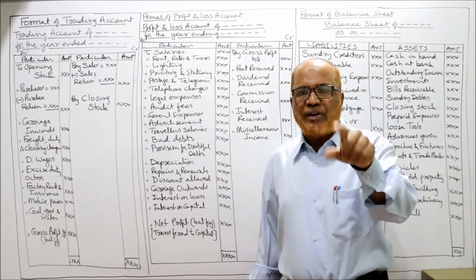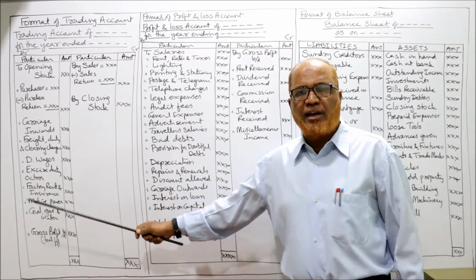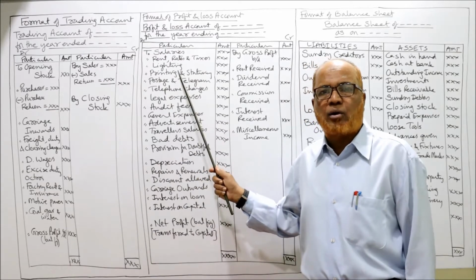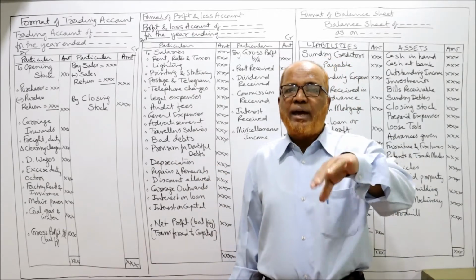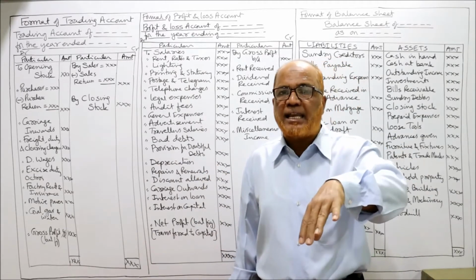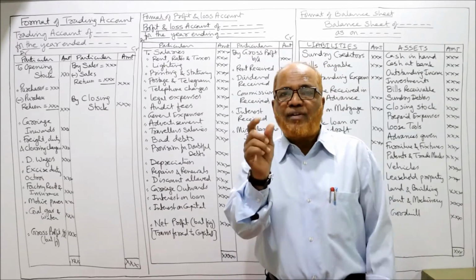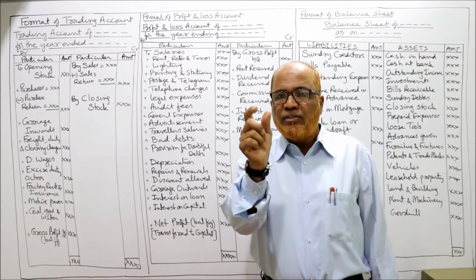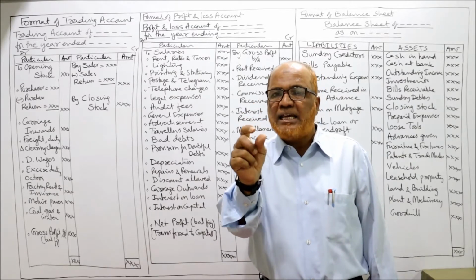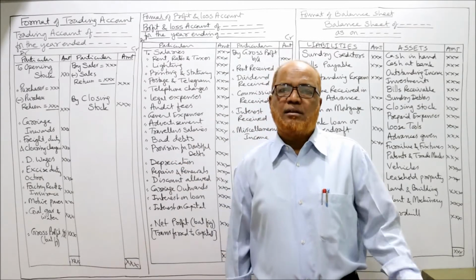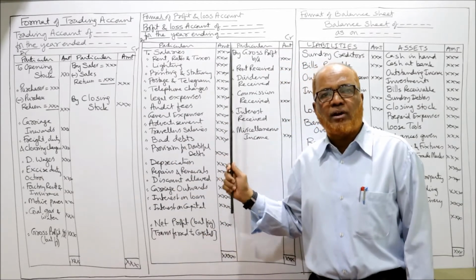So if in the problem wages are given, take it on the debit side of the trading account. If salaries are given, P&L account debit side. Sometimes wages and salaries, or salaries and wages, will be given. Then how to treat that? What is the first word given? You have to see. If the first word given is salaries and wages, then you should take it on the debit side of the profit and loss account.